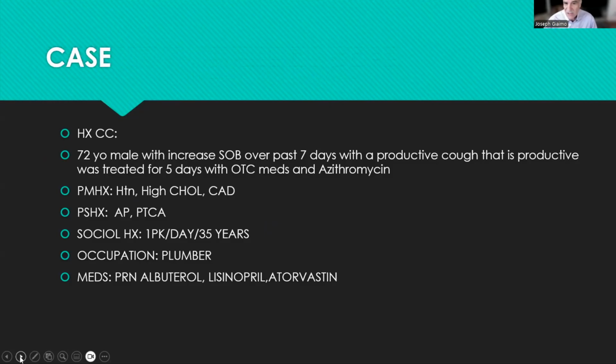So just to start out with a case. We have a 72-year-old male who comes in with shortness of breath over the last 7 days. He had a productive cough. He was seen by his primary physician and was started on azithromycin as an outpatient. He has a history of hypertension, high cholesterol, coronary disease. Surgical history, he had an appendectomy and a PTCA about 7 years ago. He still smokes a pack of cigarettes a day. His occupation is as a plumber. He takes a PRN albuterol inhaler, and he takes blood pressure medications and a statin.